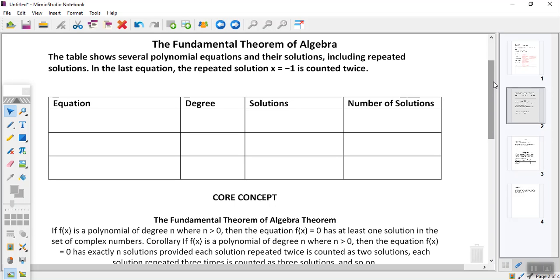It says the table shows several polynomial equations and their solutions, including repeated solutions. In the last equation, the repeated solution x equals negative 1 is counted twice. So where did I pull this from? All right, I'm going to start right here, kids. I'm going to give you an equation to work with. Put in 2x minus 1 here, kids. And put in 2x minus 1 is equal to, let's go 0.